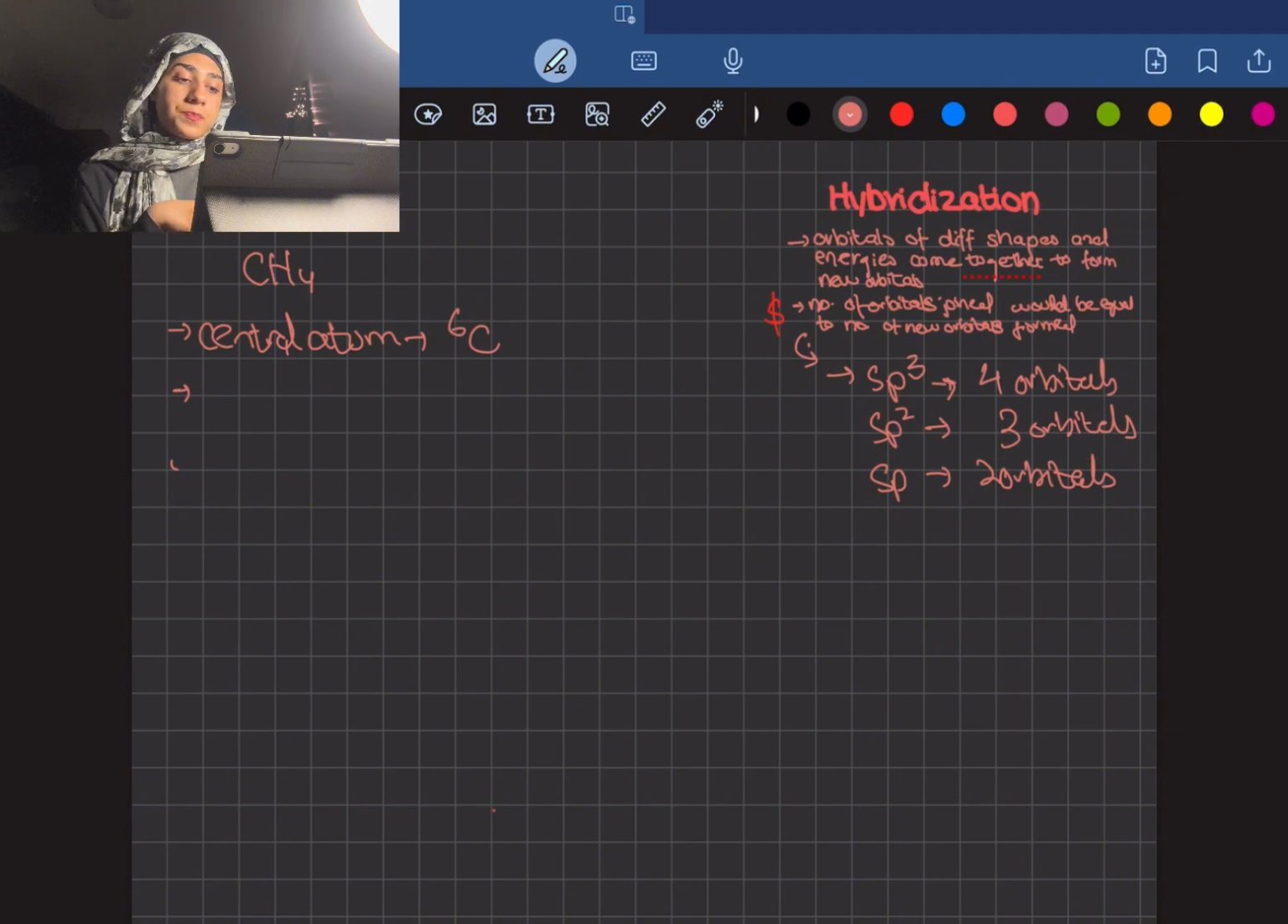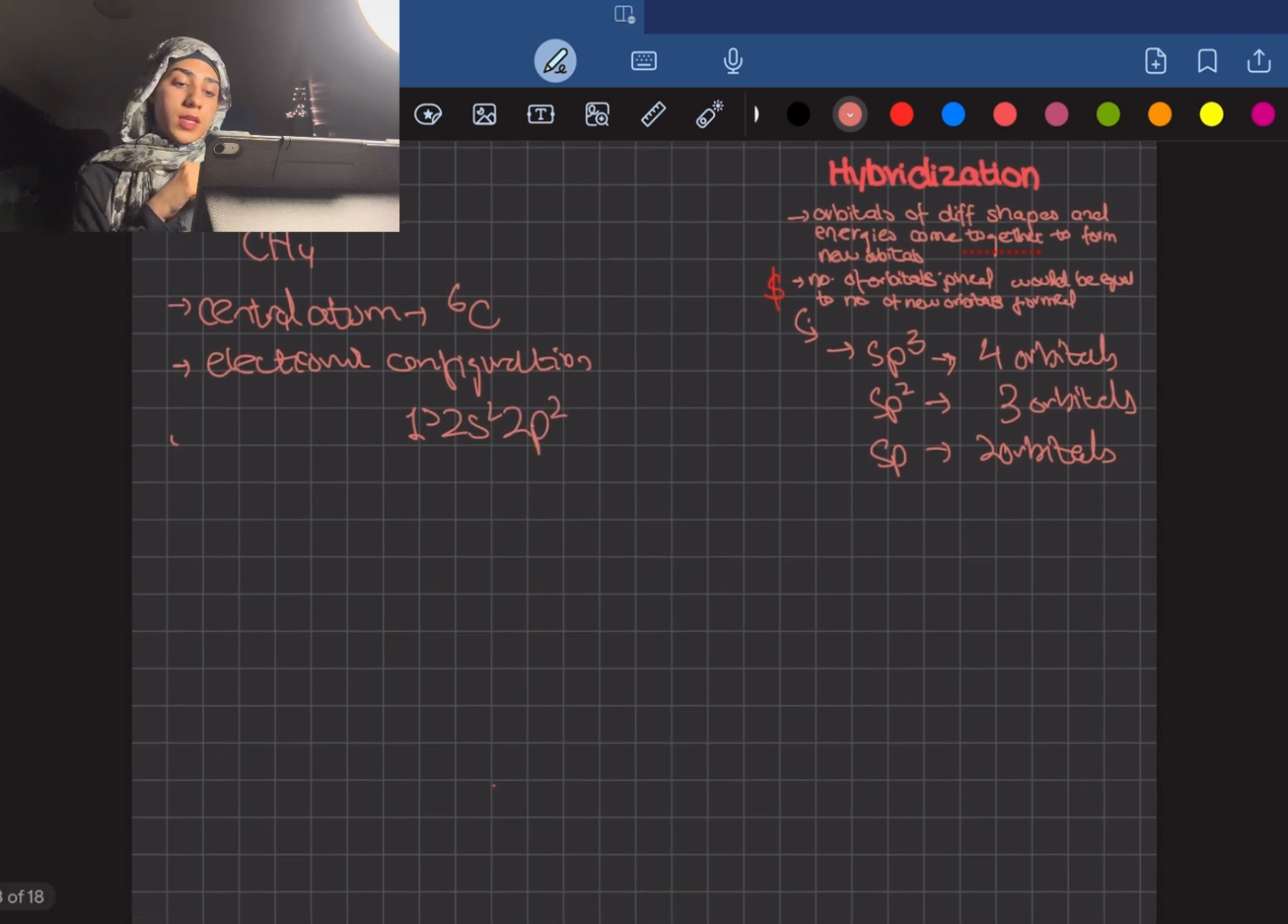Second thing would be to do the electronic configuration, which would be 1s2, 2s2, 2p2 for carbon. Now I'll also open up the valence shell. So remember, my valence shell is 2s2, 2p2, not just 2p2. All of the second shell would be my valence shell. So I'll open this up here.